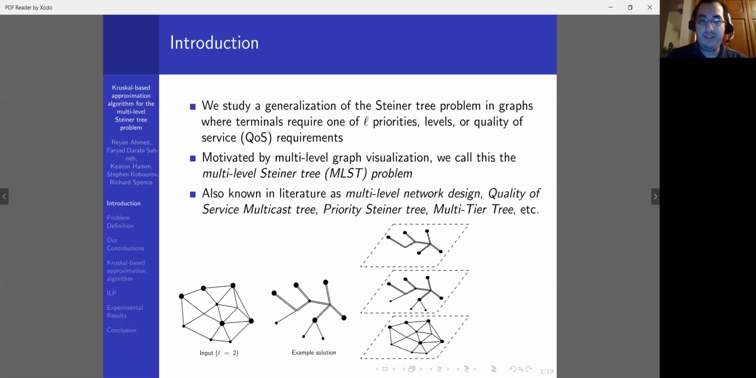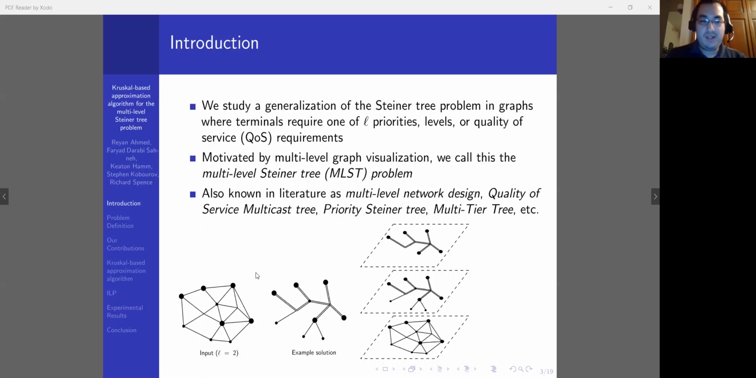In this paper, we study a generalization of the Steiner tree problem where the terminal vertices require different priority levels or quality of service requirements. We call this problem the multi-level Steiner tree problem. However, it does have other names in the literature, including multi-level network design from some papers in the 90s, quality of service multicast tree, priority Steiner tree, multi-tier tree, and so on.